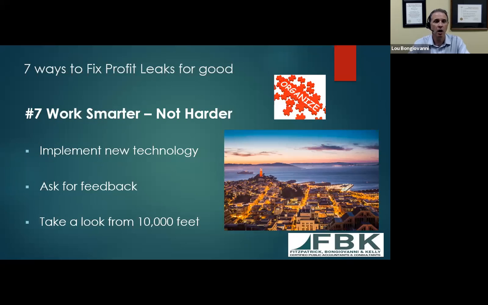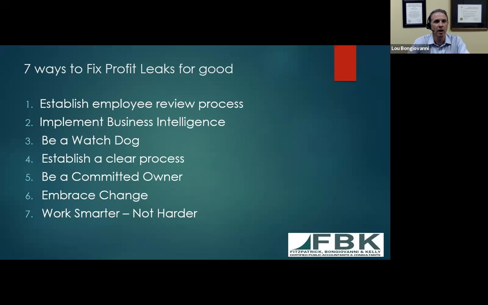And last, work smarter, not harder. Again, this is more of an entrepreneur's mantra as far as trying to improve your company. You want to find ways to improve the process, get feedback, look at things in a very detailed situation with the help of your staff, but then be able to pull back and look at them from 10,000 feet away. So in a brief recap, 7 ways to fix profit leaks for good is establish employee review process.